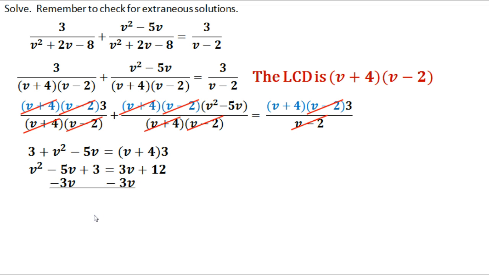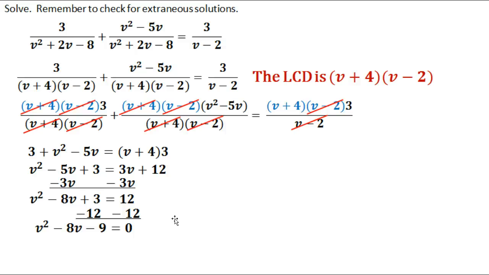Let's move our 3v over first. I'm going to subtract 3v from both sides. 3v minus 3v will give me 0. And negative 5v minus 3v would give me negative 8v. So I've got v squared minus 8v plus 3, then I've got my 12 left over. Let's move the 12 over. I subtract 12 from both sides. That leaves me with v squared minus 8v minus 9 equals 0. Now that we have that, we can plug that into the quadratic formula and get our two answers.